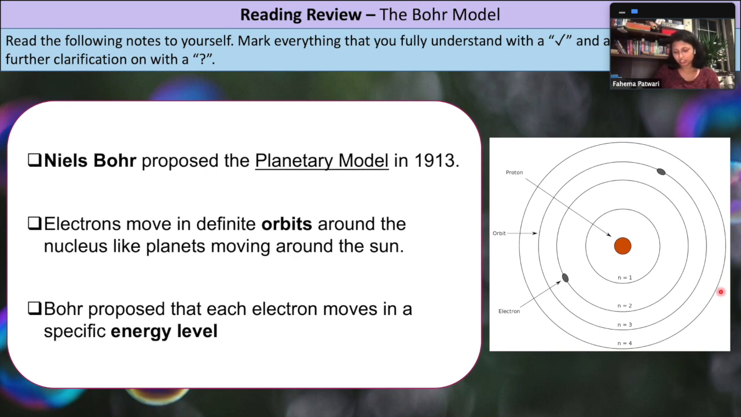Bohr proposed that electrons only move in specific energy levels. They do not exist in between levels, but only on them.